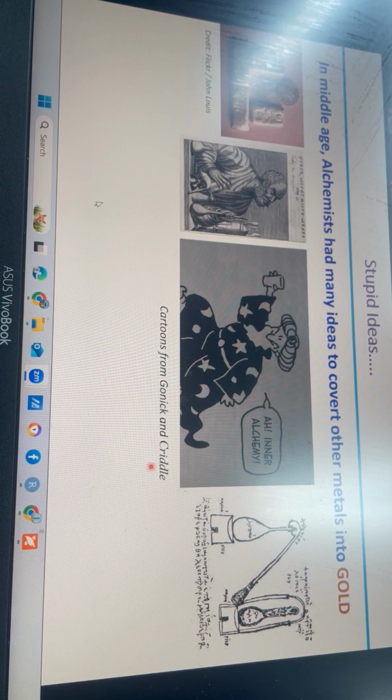They were not successful, but they created a lot of distillation instruments that we still use in our lab. Okay?